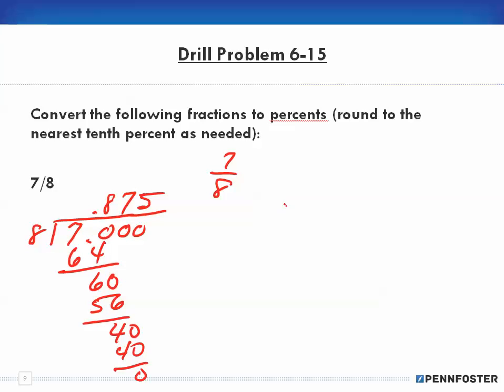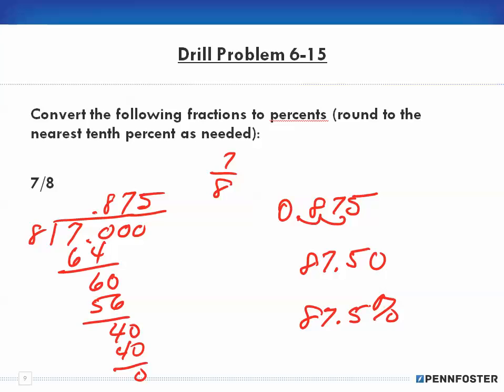So our decimal is 0.875. And then we move it over 2 places. So we move the decimal over 2 places, and I have 87.5. And since my hundredths is a 0, I'm not rounding up or rounding down. So my answer ends up being 87.5%.